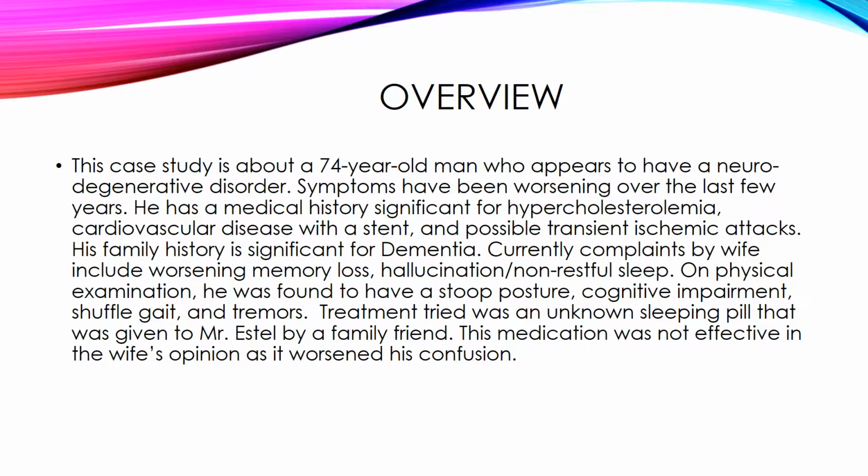The medication that has been tried in the past for any of the symptoms the wife was complaining about is a sleeping pill that was given to them by a friend. The name of the sleeping pill was not given, but the wife did say that the sleeping pill made his situation worse, giving confusion to the point that he was almost taken to the hospital at some point.